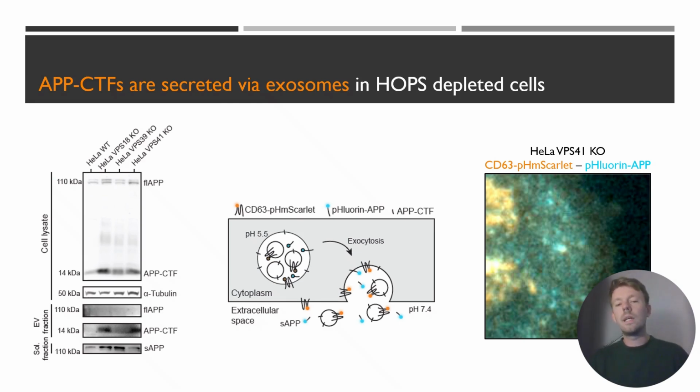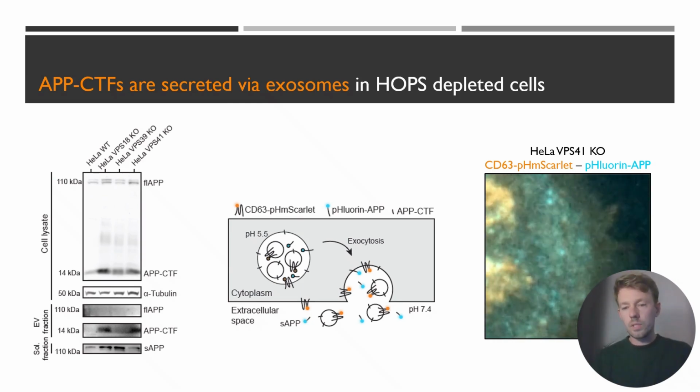So to confirm this finding, we also did some imaging approaches. So in brief, what we did, we coupled APP to a fluorescent protein, which is pH sensitive, and we overexpress this with an extracellular vesicle marker, which is CD63. And that one we also coupled to a pH sensitive probe. And what we see upon fusion with the plasma membrane, there would be a pH shift. So normally the fluorescence is quenched in endosomal compartments. However, upon fusion with the plasma membrane, there's an elevation in pH, and therefore you can see fluorescent signal.